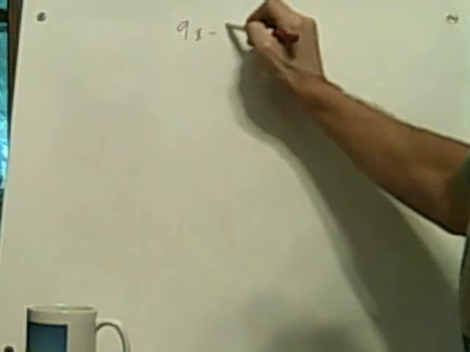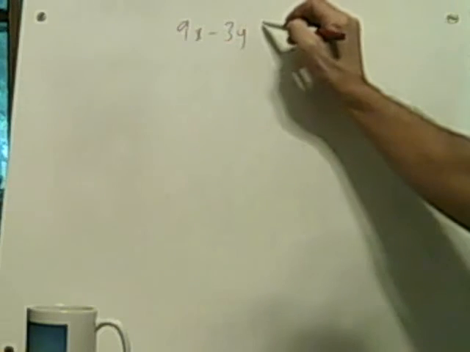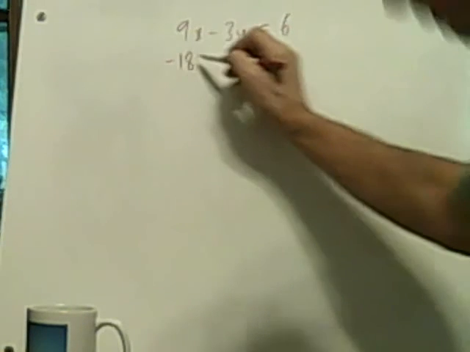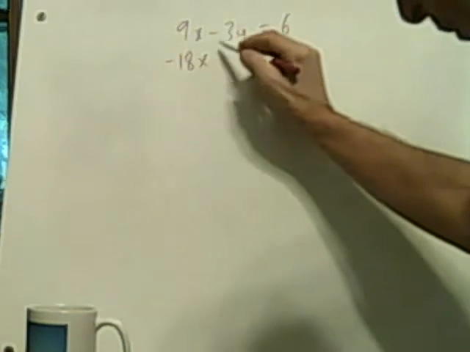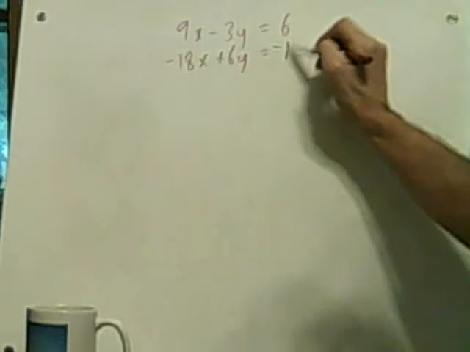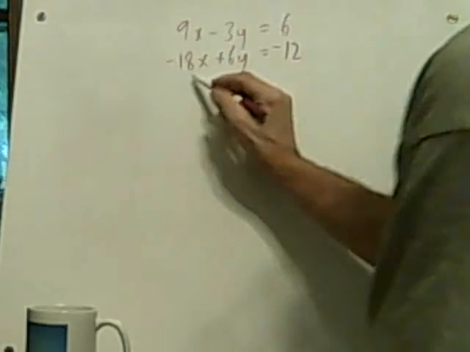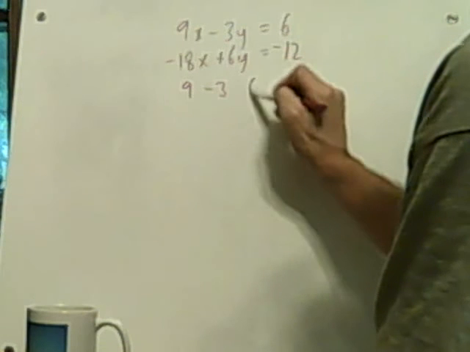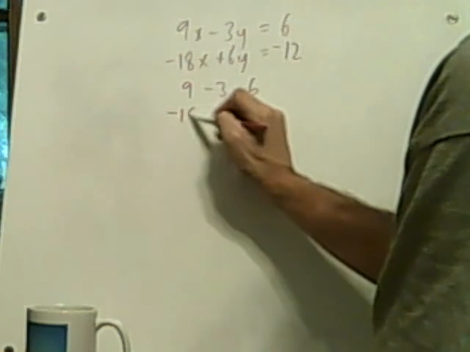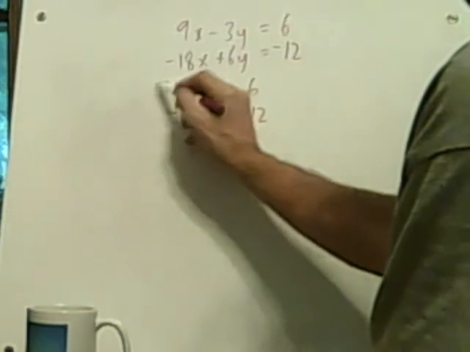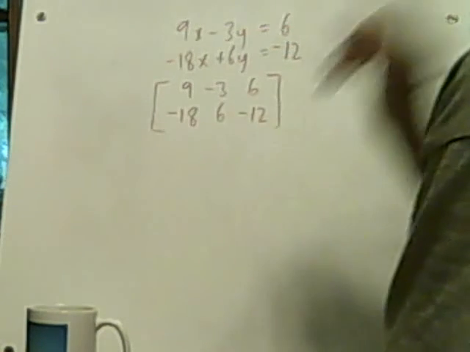9x minus 3y is equal to 6. -18x plus 6y is equal to -12. Okay, matrix: 9, -3 and 6, -18, 6, and -12.